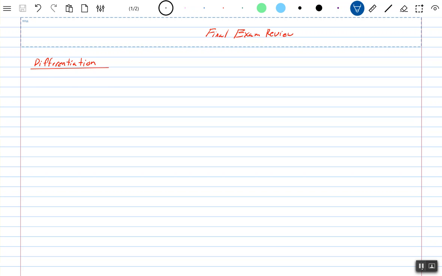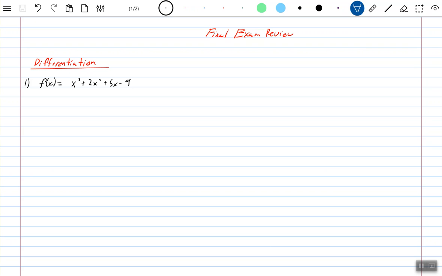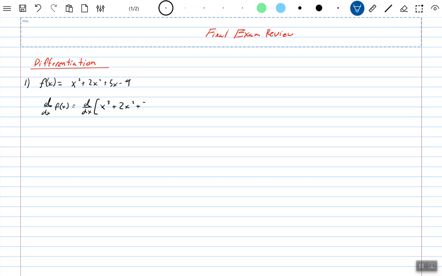All right, first problem up, it is the function f of x is equal to x cubed plus 2x squared plus 5x minus 9, which is a standard polynomial, and we want to find the derivative, f prime. So here's what we do. We get the derivative with respect to x of f of x is equal to the derivative with respect to x of x cubed plus 2x squared plus 5x minus 9.